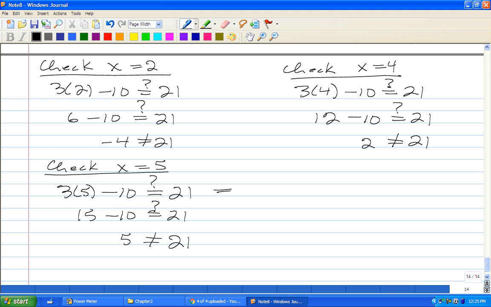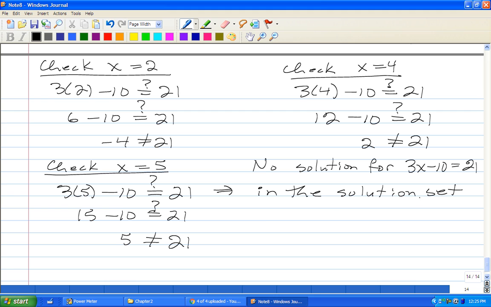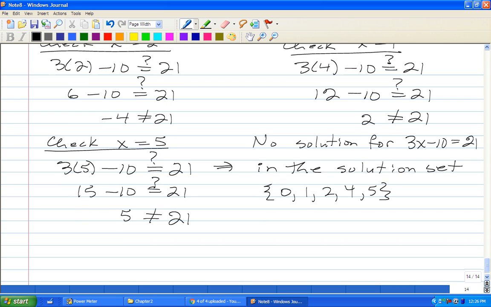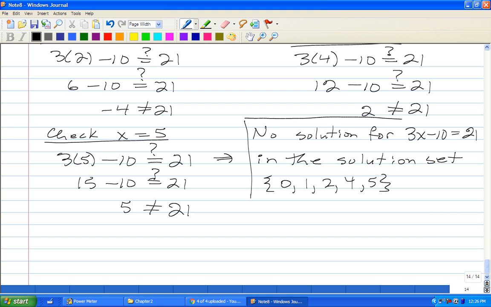And so this says that there is no solution for the equation 3x minus 10 equaling 21 in the solution set 0, 1, 2, 4, 5. Okay. Let me do problem number 60.